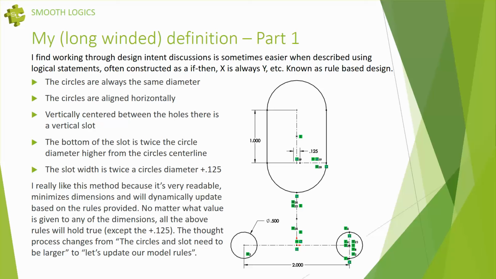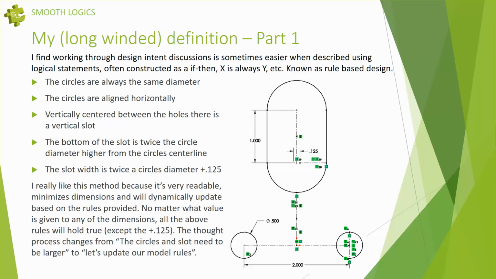But you can kind of see there's relations on the screen, and all of that sketch geometry is black, which means it's fully defined. Now notice I have 4 total dimensions, yet I have 2 circles, a bunch of center lines, and a slot. All of this is intelligent rules-based design. You can see on the left-hand side there, circles are always the same diameter. So with a dimension, I'm going to define one circle, and the other one's going to be equal. Circles are aligned horizontally, so I have my center line with a horizontal relation.